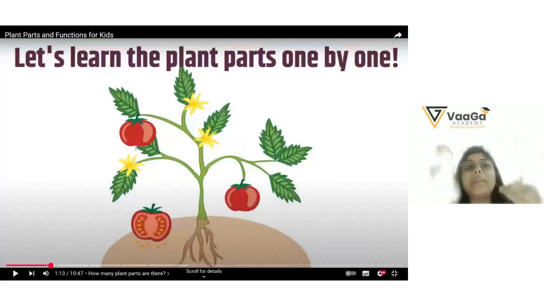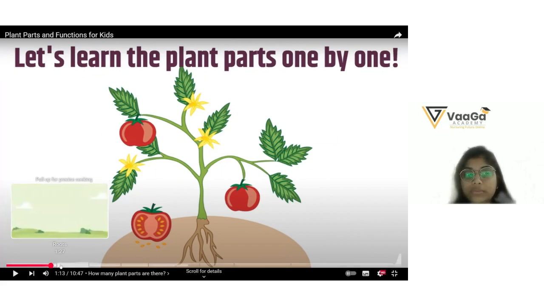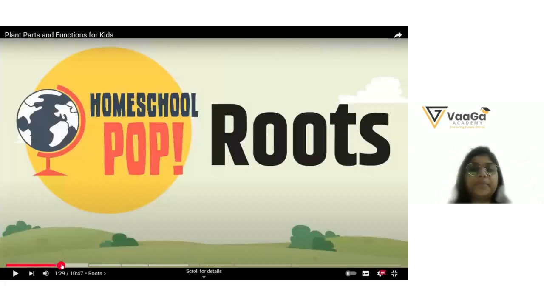So now let's learn one by one. Okay, see, these are the flowers, these are the fruits, these are the leaves, this is the stem, this is the roots, and these are the seeds. So these are the parts of a plant. Now we are going to learn each part of the plant one by one. Are you ready now? Yes, ma'am.